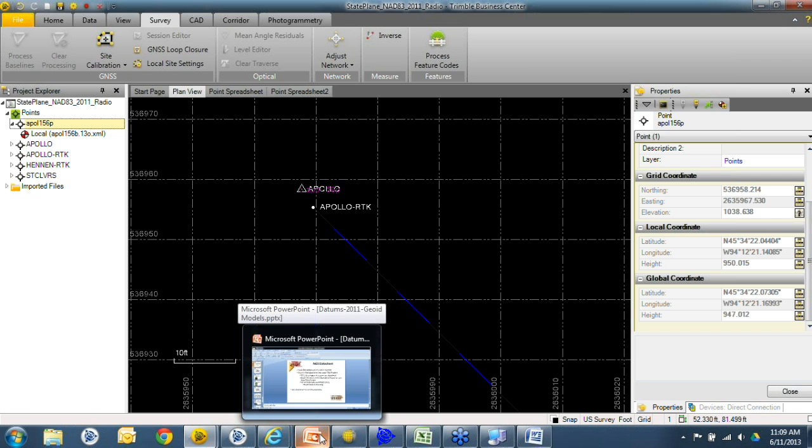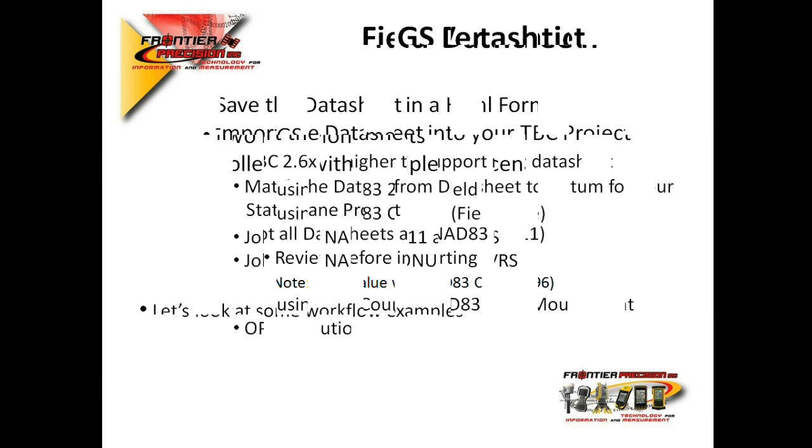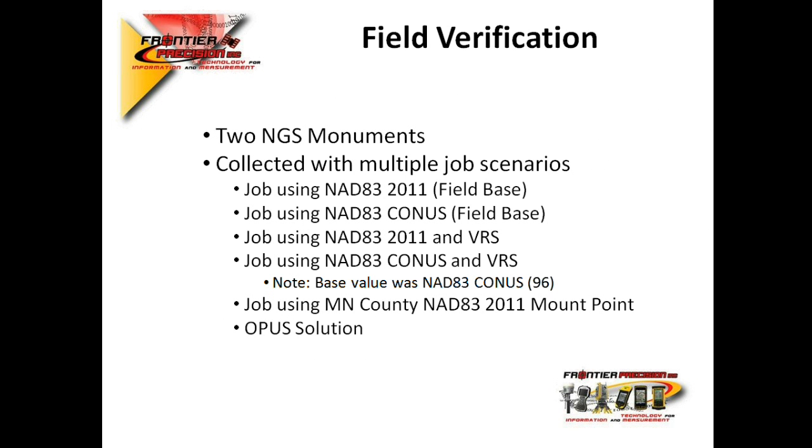So those are a couple of examples there on real data. So let's look at that for just a moment. What we did is we wanted to field verify this too, right? We can always just type in some numbers and make it change, but we want to make sure that we field verify this as well.